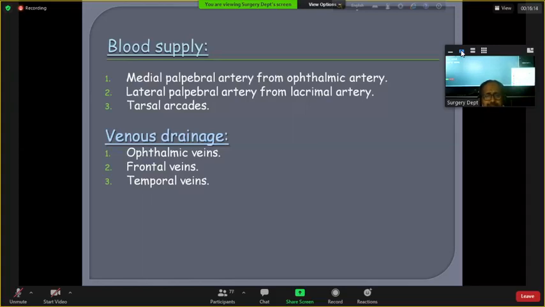Blood supply of the eyelid. Medial palpebral artery from the ophthalmic artery, and lateral palpebral artery from the lacrimal artery, and tarsal arcades. Venous drainage by ophthalmic veins, frontal veins, and temporal veins.